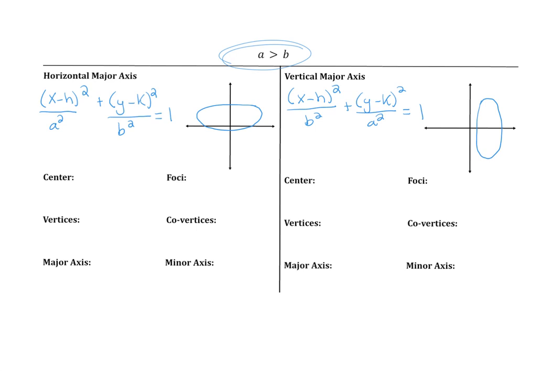So if a is larger and it's under the x, that makes sense. That would create the horizontal major axis. But when the larger number is under the y, that's what creates the vertical major axis. All right, these both have a center, and you could probably guess what they will be. It is (h, k) for both of these.